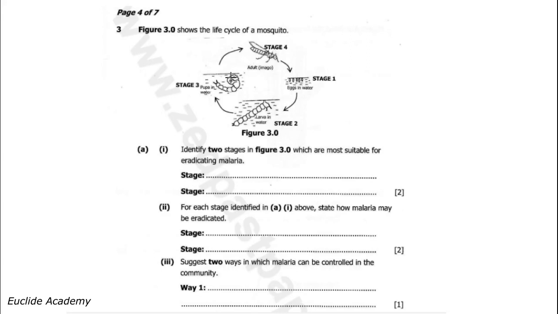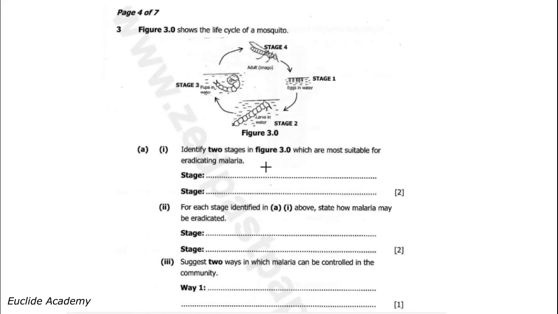Figure 3. This is question number 3. Figure 3.0 shows the life cycle of a mosquito, identified to stage. When you talk about the life cycle of a mosquito, we have stage 1 here, eggs in water, then stage 2, larva in water, stage 3, pupa in water, and then we've got the adult, which is stage 4. Okay, so these are the 4 stages they've shown us of a mosquito.